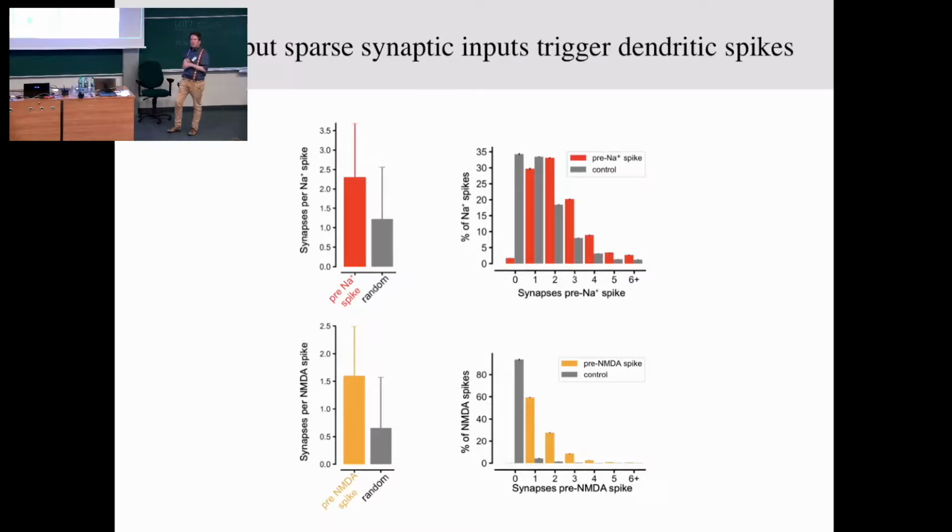So it's really, really sparse. And you can see the histogram here. So if you now count how many synapses anywhere in the cell have happened extra to make this spike, then there's a fair chance that it's only 1 or 2.